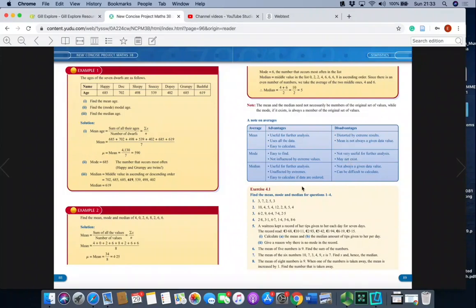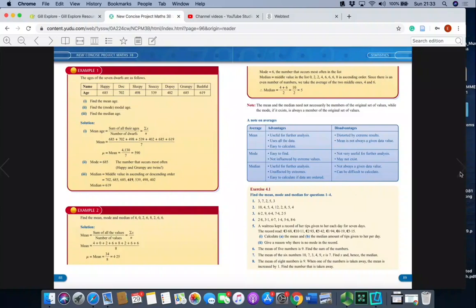The median is useful for further analysis, and it's unaffected by the extremes. Let me come back up to these values. If we have a really big value or a really small value, it doesn't matter when we're talking about the median, because the median takes the value in the middle. It never looks at the edge values and never takes them into account when calculating the median. So the median is a much better measure of centre when we've got extremes. It's easy to calculate when the data is ordered. Its disadvantage is that it's not always a given data value, which may or may not be a disadvantage, and it can be difficult to calculate.